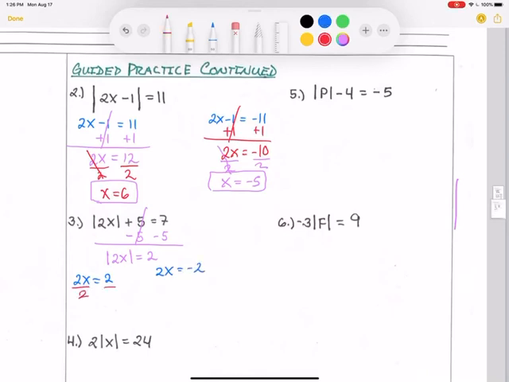I'm going to divide both sides by 2. X equals positive 1. Divide both sides by 2. X equals negative 1.